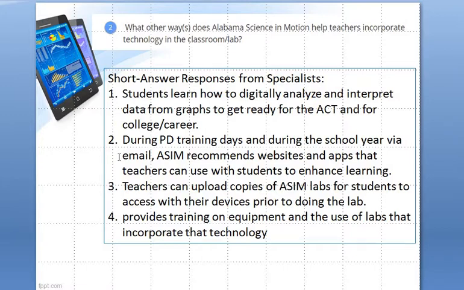2, during professional development training days and during the school year via email, ASIM recommends websites and apps that teachers can use with students to enhance learning. I also felt that was a good one. 3, teachers can upload copies of Science in Motion labs for students to access with their devices prior to doing the lab. And 4, Science in Motion provides training on equipment and the use of labs that incorporate that technology. So all of those I felt were good short answer responses.